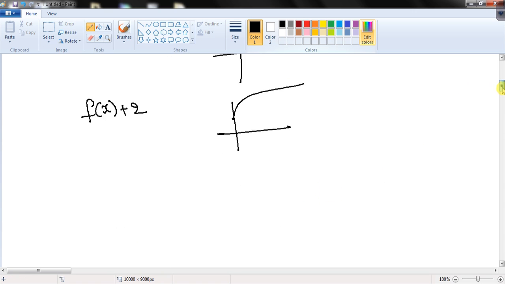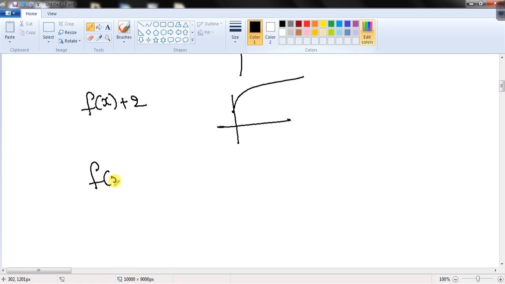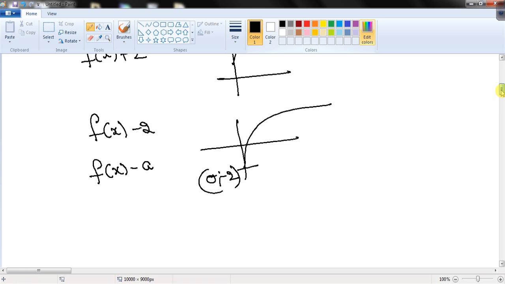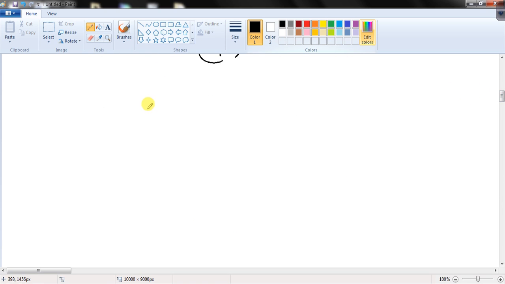And f of x minus 2 is shift the graph down by 2 units. So f of x minus 2, or f of x minus a, is shift the graph a units downwards. So this starts from 0, minus 2. So this is horizontal and vertical shifting. So we learned so far about shifting. Next thing is we have reflections.